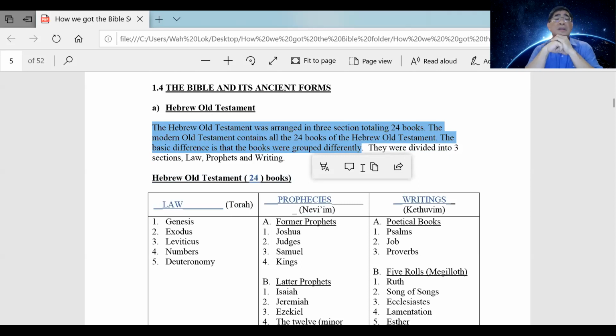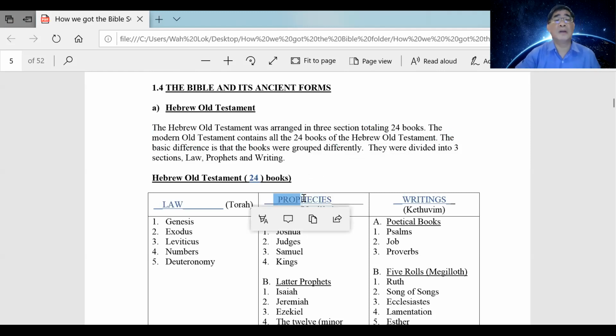The modern Old Testament contains all 24 books of the Hebrew Old Testament. The basic difference is that the books were grouped differently. So they were divided into three sections: the law, the prophets, and the writings. This word here should be prophets. Law, the prophets, and the writings.